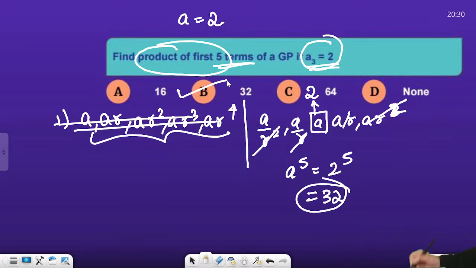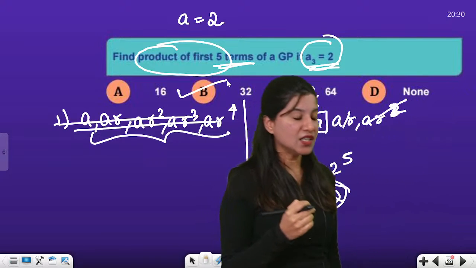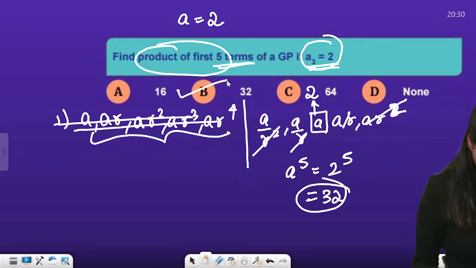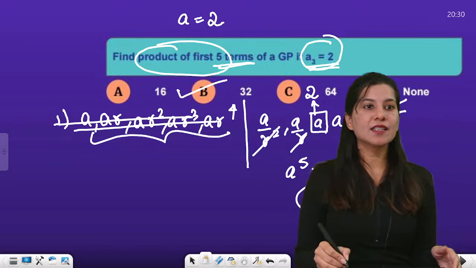Now you know. You've understood, na? Yes, clear?